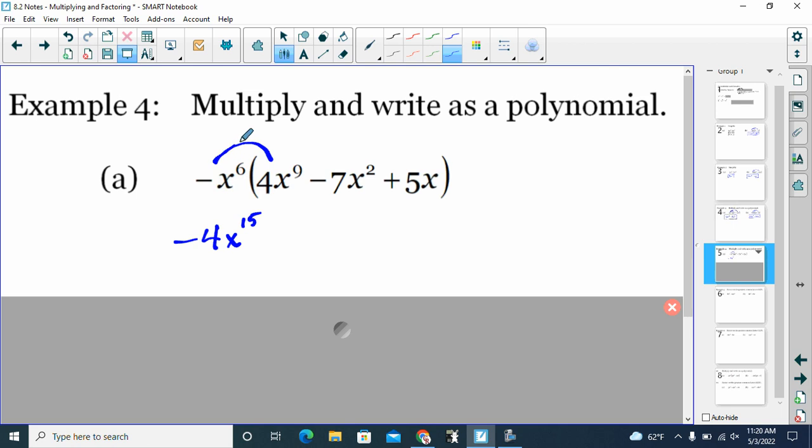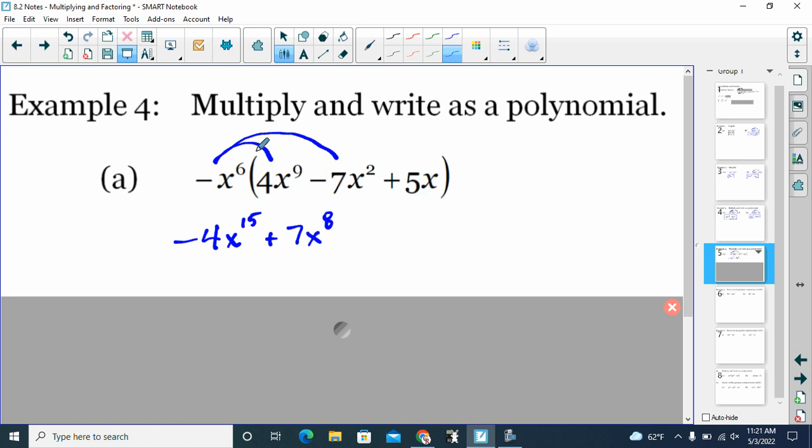And then I'm going to take negative x to the 6th and multiply it by the middle one. Negative x to the 6th times negative 7x squared. Negative times negative is positive. 1 times 7 is 7. x to the 6th times x to the second. Those are exponents with the same base. They're both x's. We add the exponents. 6 plus 2.